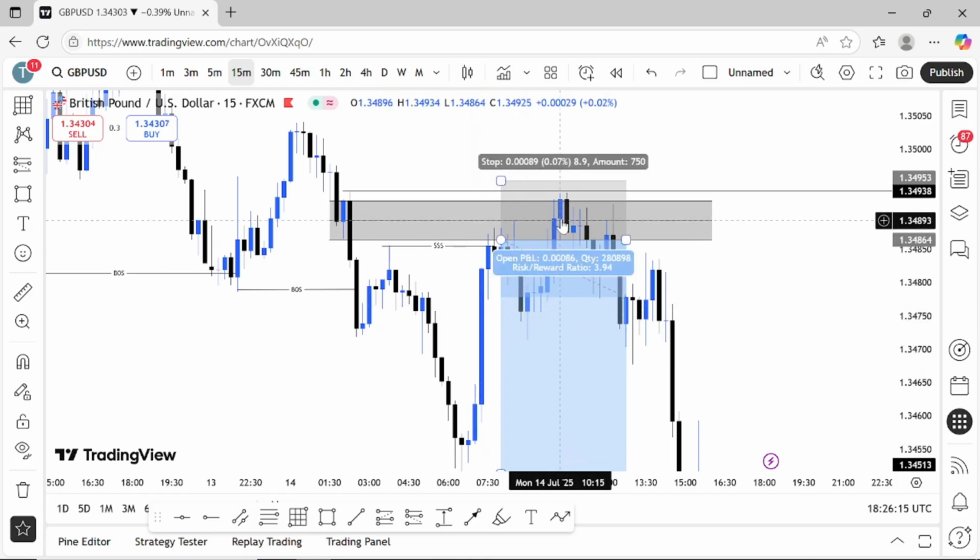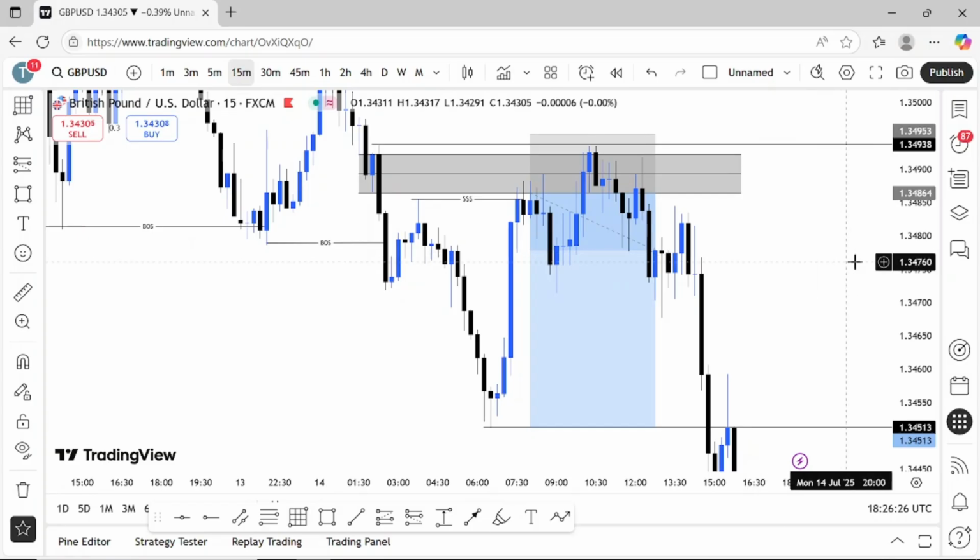What did it do? It came all the way up here, almost stopped us out, but we're patient because we know when and how to trail stop. We don't just trail stop anyhow on my Telegram group. So if you want to know how to trail stop very well, you can join the Telegram group. Do you understand?